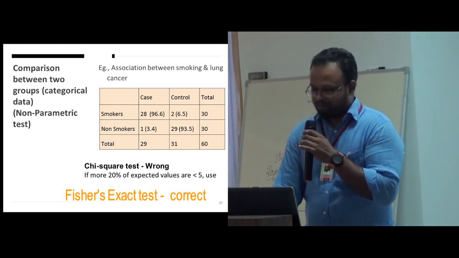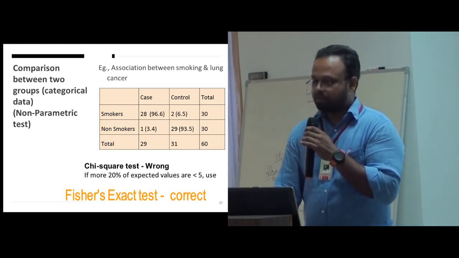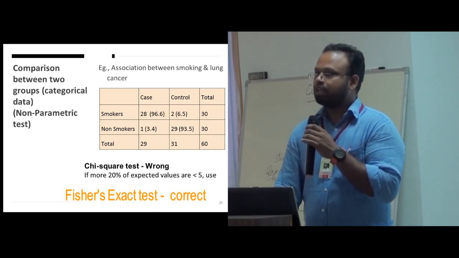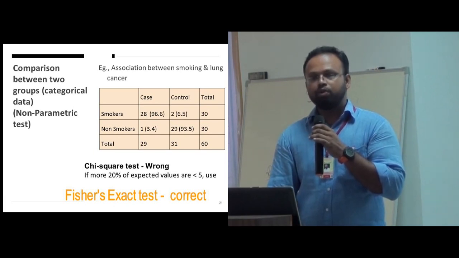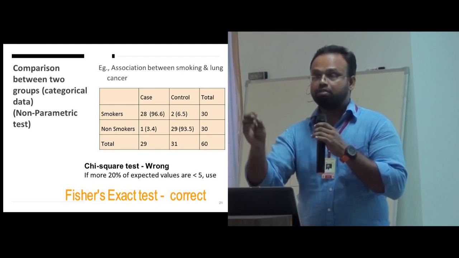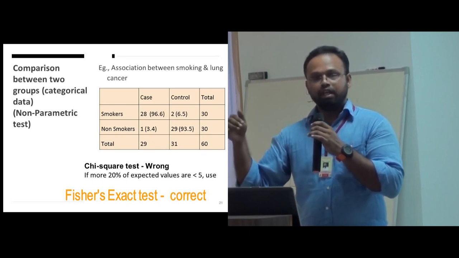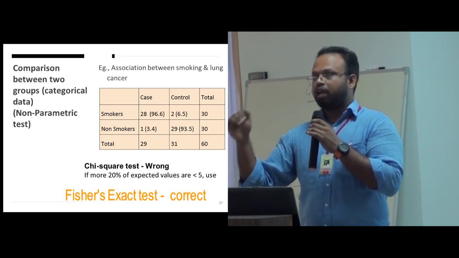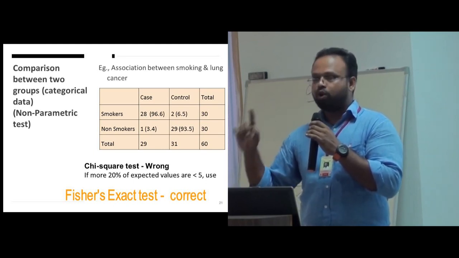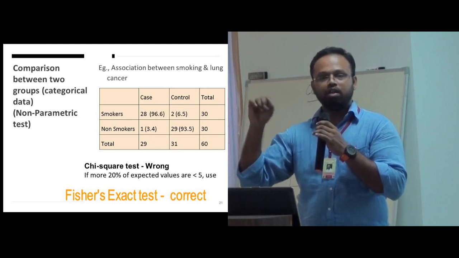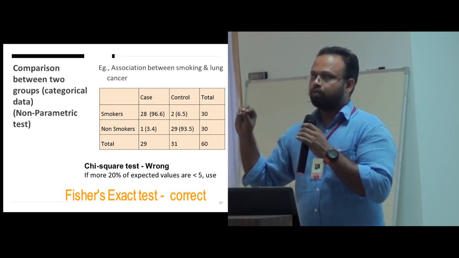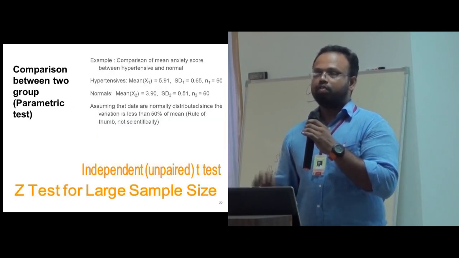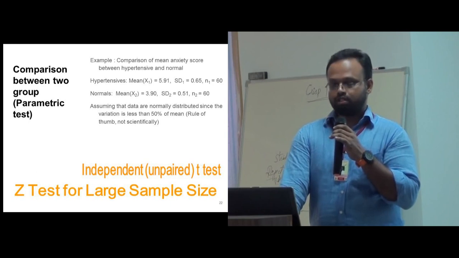Chi-square is wrong, and why is what I am explaining here. One cell has an expected value less than 5. This 1 is the observed value, this 3.4 is the expected value. Don't worry what it is; when you do the chi-square test in SPSS, it will give you the expected value. If you get an expected value less than 5, it will give an asterisk mark and explain why that asterisk mark is there. Don't worry, but you should know under what circumstances you should use it.